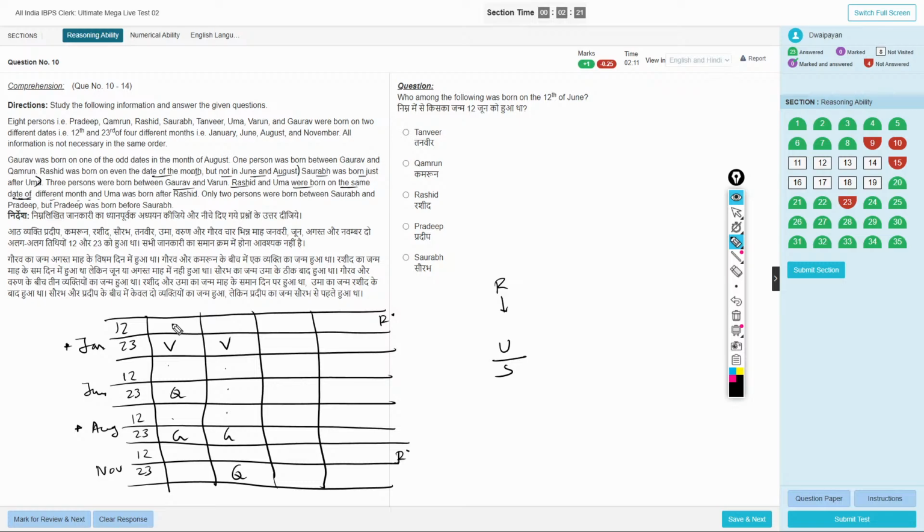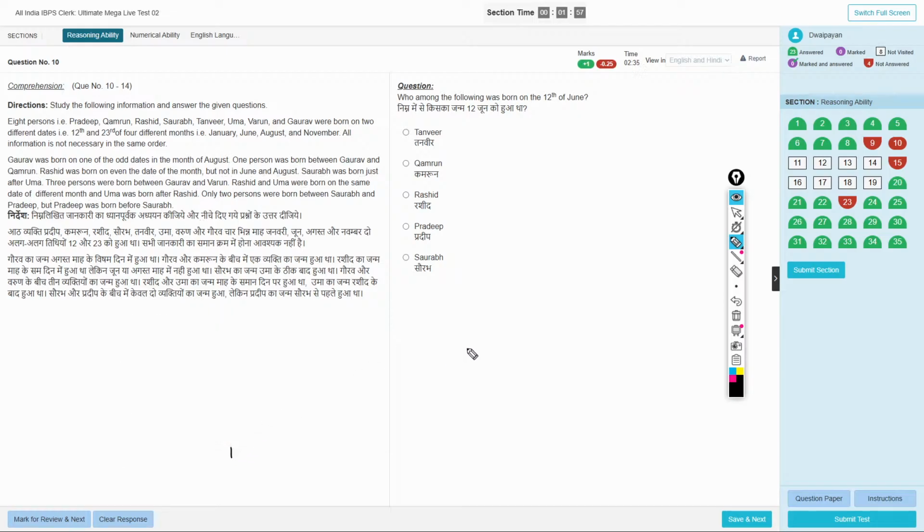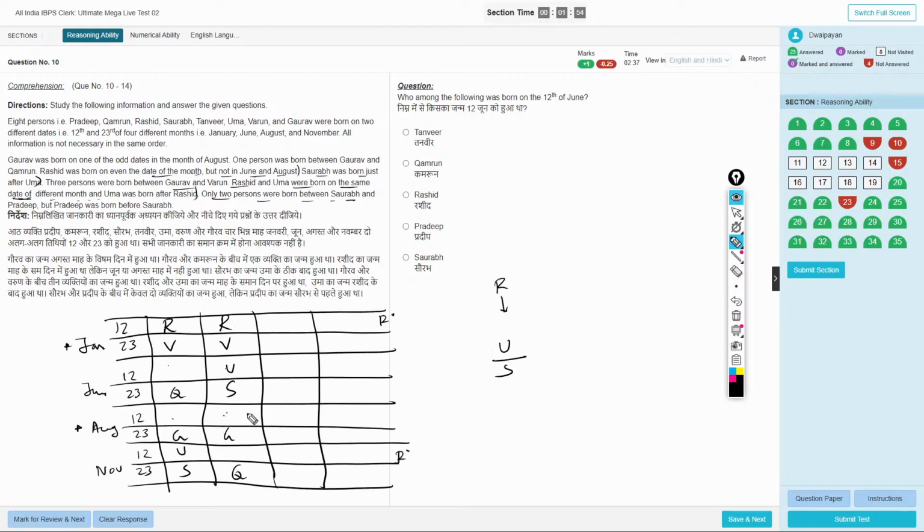So cannot be here. So Rashid has to be here. So Uma has to be here, so Uma here and Uma here. Excellent. Rashid. Only 2% born between Saurav and Pradeep. So 1, 2, Saurav and Pradeep. Saurav 1, 2, Pradeep. But Pradeep was born before Saurav.